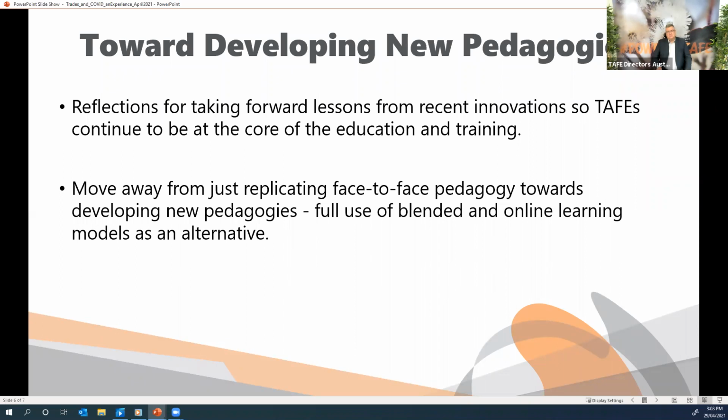So what we're doing today is just reflecting, both from Shannon and then coming with Huss, about taking some of those lessons forward in terms of developing new ways to teach trades in a digital sense. And I think Huss will emphasise this quite a bit, it's not just about reflecting face-to-face learning and teaching, but developing new ways to learn and teach that make full use of blended and online learning models as an alternative to having that face-to-face engagement.